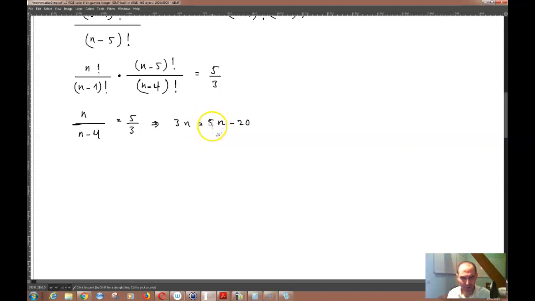And what that means is that then 3n minus 5n is minus 2n, and it is equal to minus 20. So that then these two minus signs can cancel out. Divide by 2, 10. Divide by 2, 1. So n is equal to 10. Which is actually the right answer.